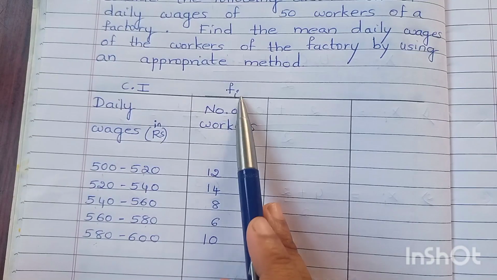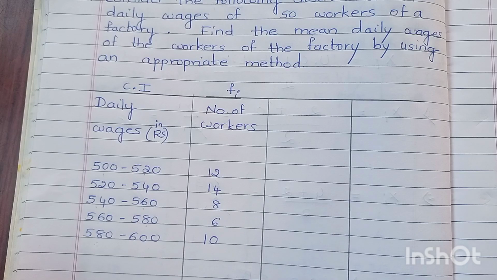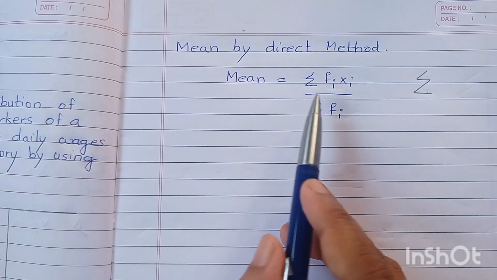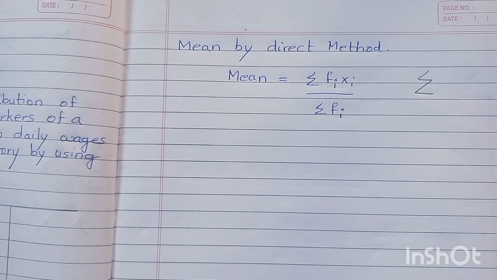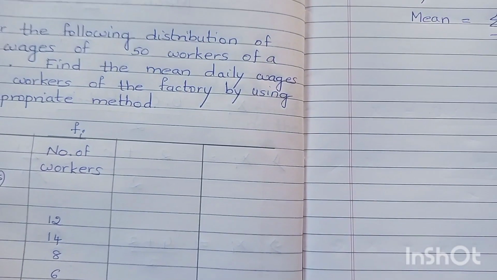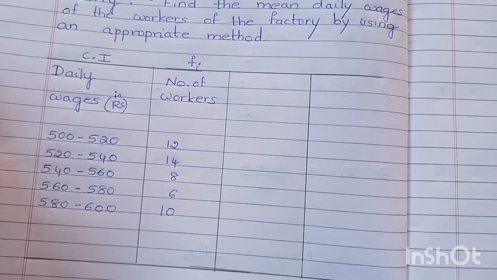Now, Fi, they have given. Now, look at the formula. Xi table is not given, isn't it? Xi means it is the midpoint of the class interval. So, let us do that first. Xi.